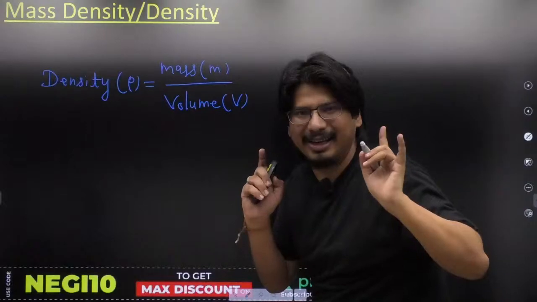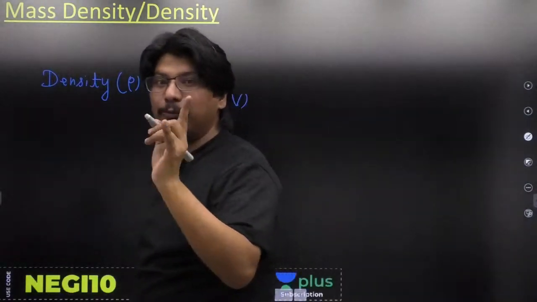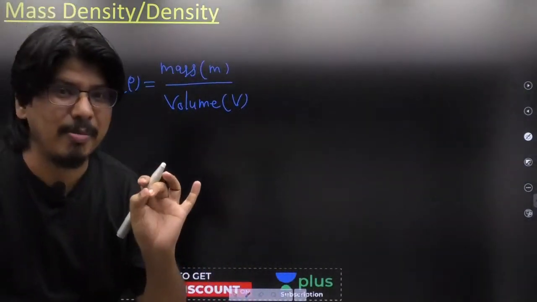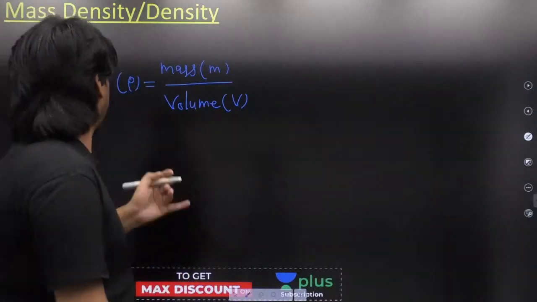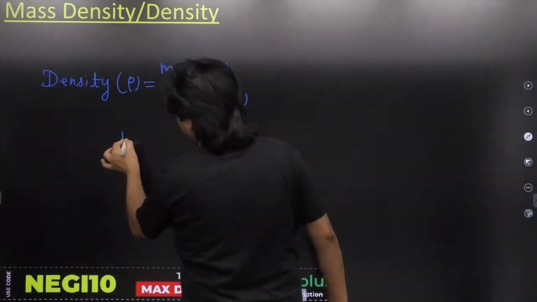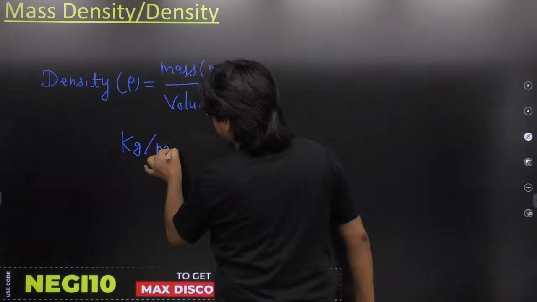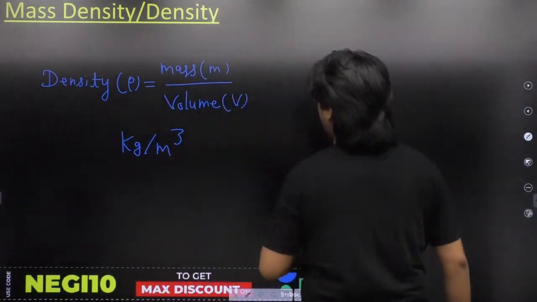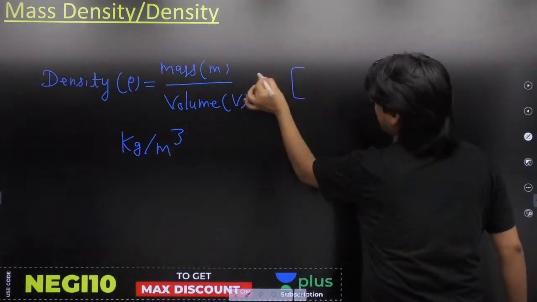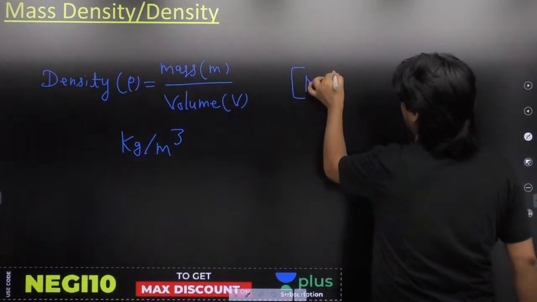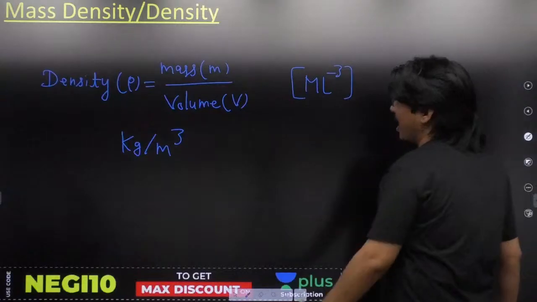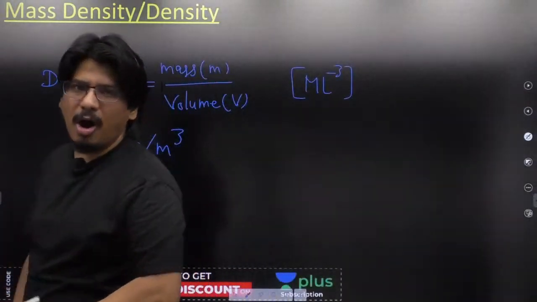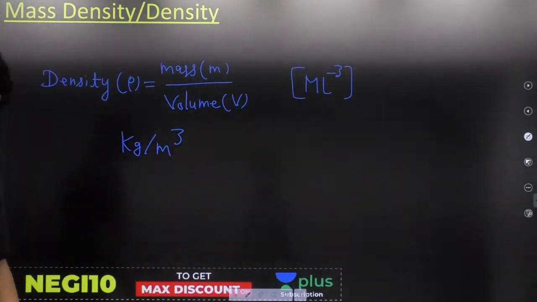I hope you are able to recollect this. And then I have told you the units also. Do you remember the units? Of course, what will be the unit of density, beta? kg per meter cube. And if you are looking for the dimension, does anyone know the dimension of density? Of course mass M, volume is L cube. So ML^-3 will be the dimension of density. I hope you are clear till here.